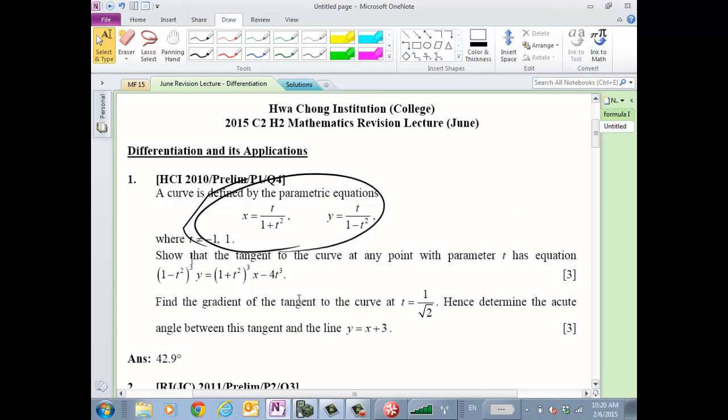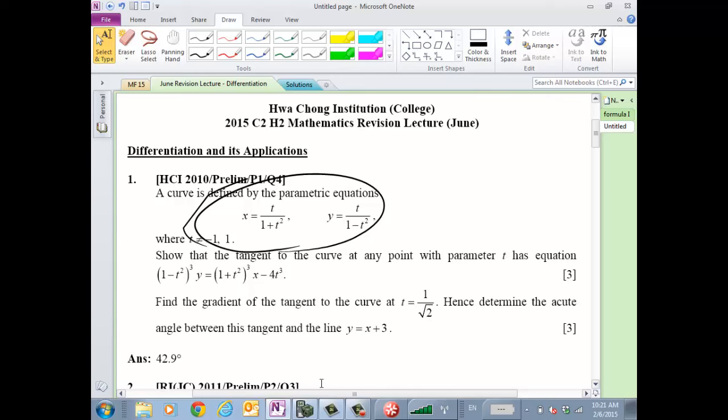So the first part is to show the tangent to the curve at any point with parameter t. This one is very simple. To get the tangent, you need to get dy/dx. After you get dy/dx, you just use the equation of tangent formula. How do you get dy/dx if you have parametric equations? Differentiate x with respect to the parameter t, so dx/dt, and differentiate y with respect to t, dy/dt. I always take it as dy/dt divided by dx/dt, giving you dy/dx.